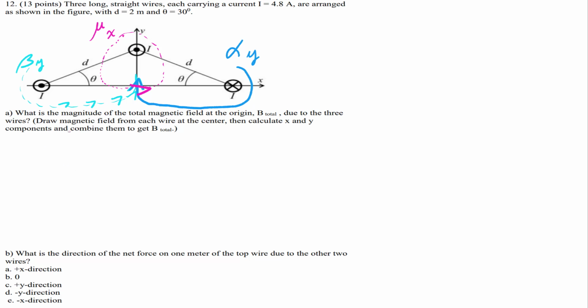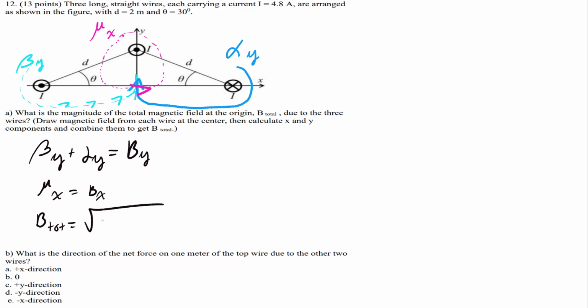So that's good. In a different color, in black, we're going to say that beta sub y plus alpha sub y, well, we're going to call that B sub y. And then mu sub x is going to be B sub x. Afterwards, we can say that B total is just equal to the square root of B sub x squared plus B sub y squared. And so all we have to do is find the B field.